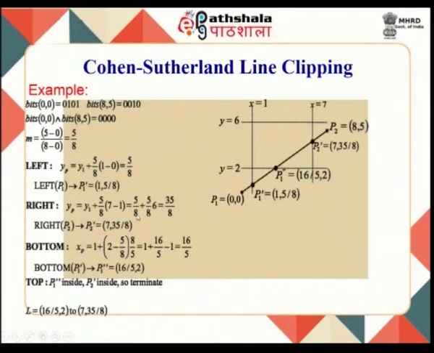So, y1 is 5 by 8, already computed, plus 5 by 8 into 6, and you get 35 by 8. So, P2 dashed gives us the intersection point 7 comma 35 by 8. Now, we got 1 comma 5 by 8 as one intersection point, and 7 comma 35 by 8 as the other intersection point. Now, compute the intersection with the bottom boundary.